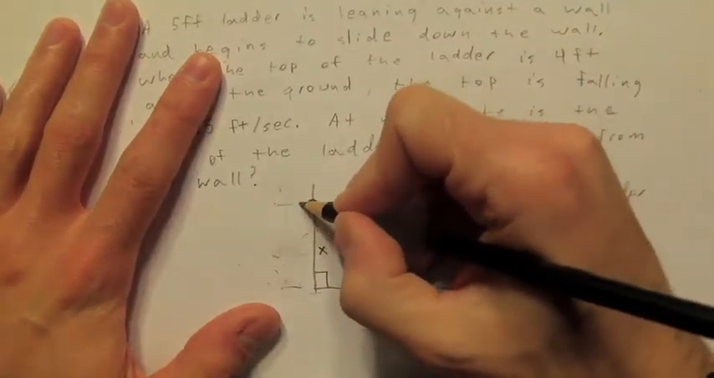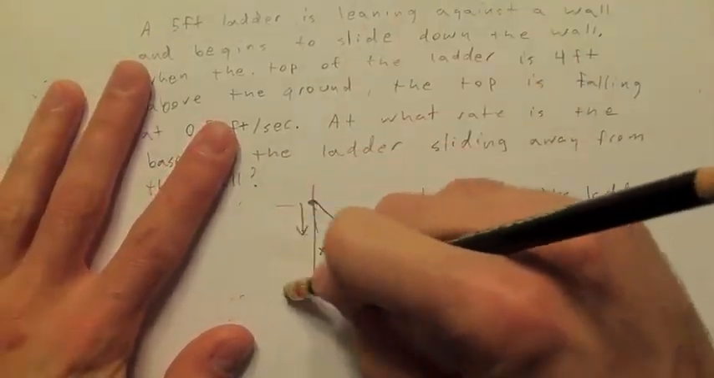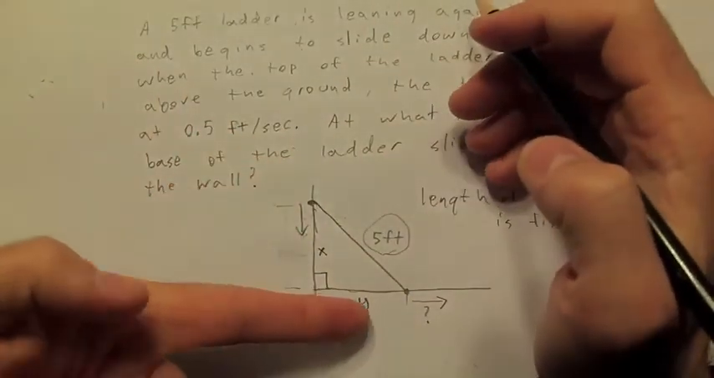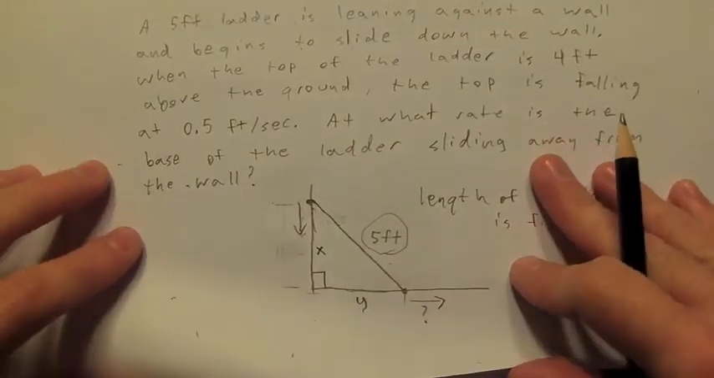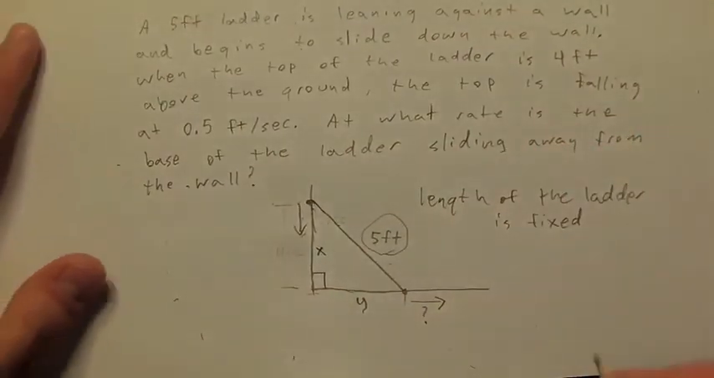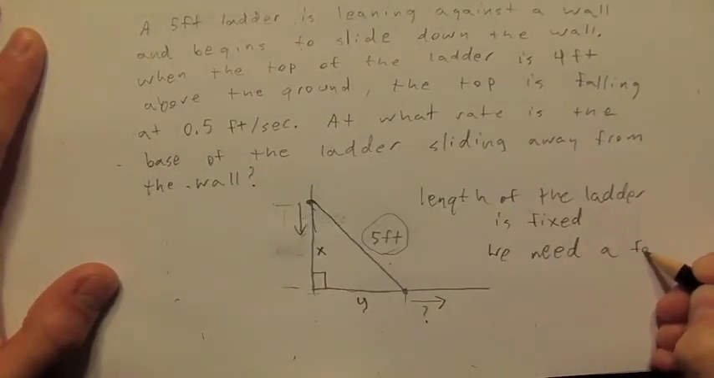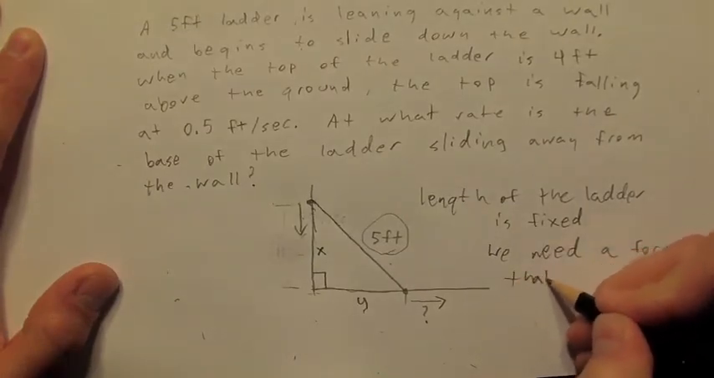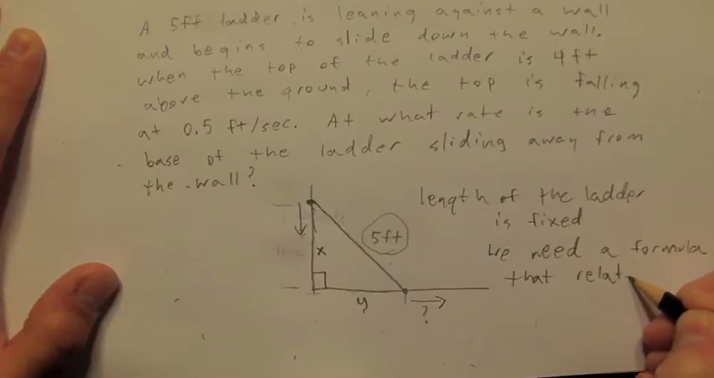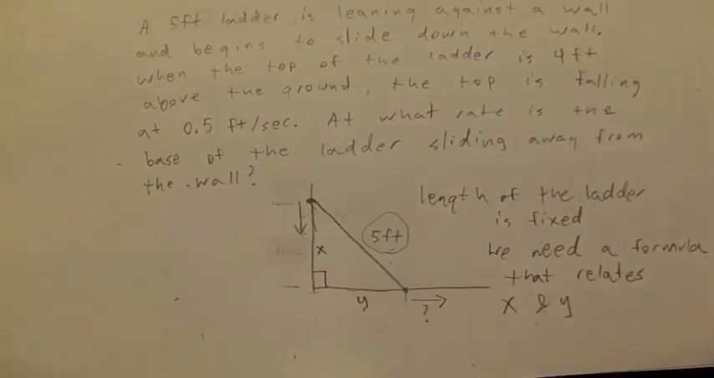All I need is the fact that my x value is decreasing, my y value is increasing, and this length stays constant. Now, we need a formula that relates x and y. Okay, and we have a right triangle here.